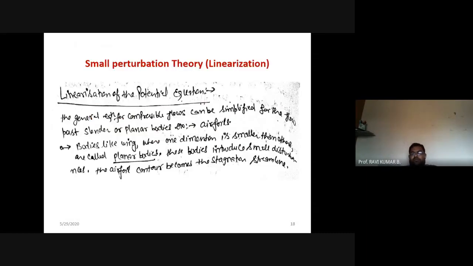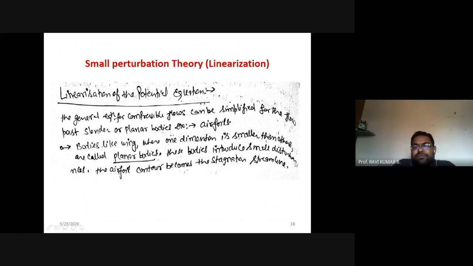So the general equation of compressible flow, as we have seen, is non-linear. So we need to solve this by making the flow linear. That means treating it as a two-dimensional flow. A two-dimensional flow field will be happening around the airfoil, right? That airfoil is known as a planar body or cylindrical body, or bodies like a wing, where one dimension is smaller than the other, called planar bodies.